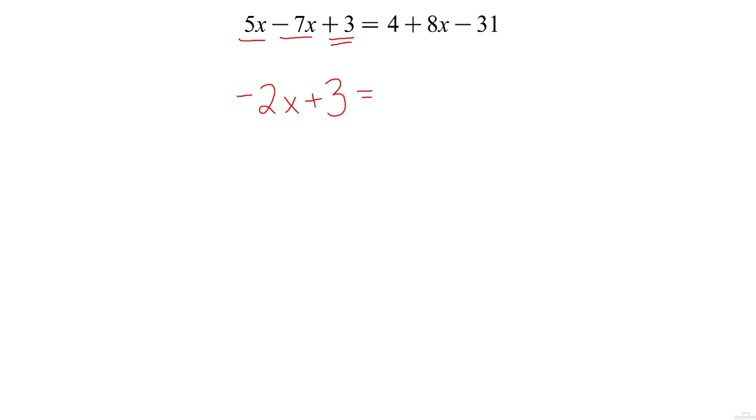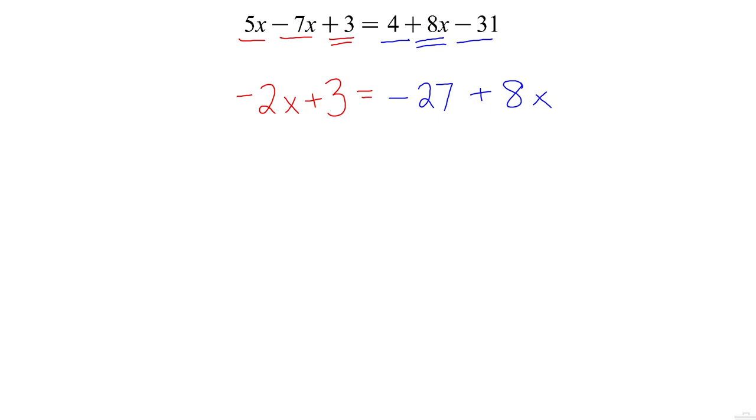On the other side of the equals sign, we have a 4 and a negative 31 that need to be combined, and an 8x, which is just going to stay. So 4 minus 31 ought to give us negative 27. And we still have a plus 8x. So now we've combined the like terms on each side.